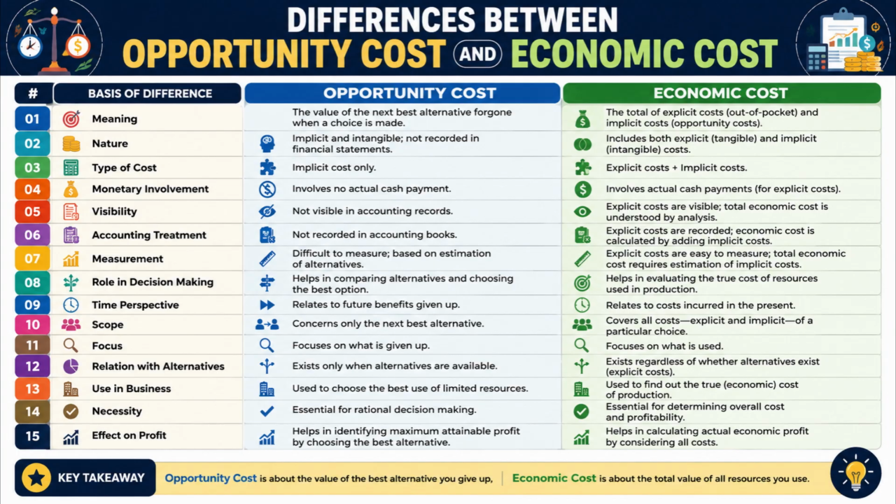To summarize, opportunity cost focuses on the value of the best alternative that is given up, whereas economic cost focuses on the total value of all resources used in making a decision. Understanding both concepts helps businesses and individuals make better financial and economic choices.